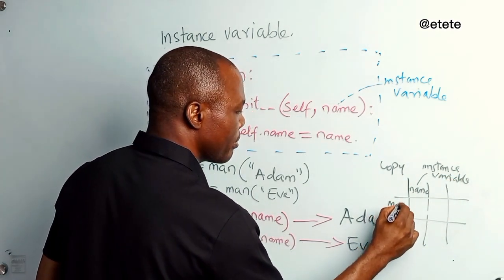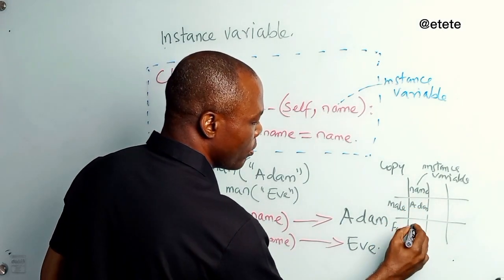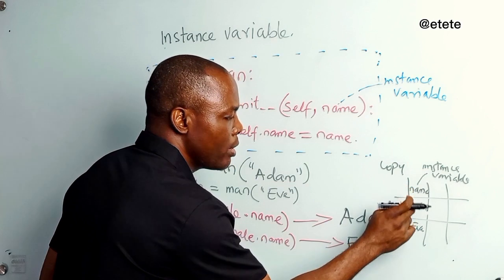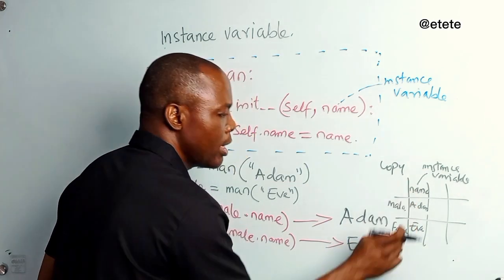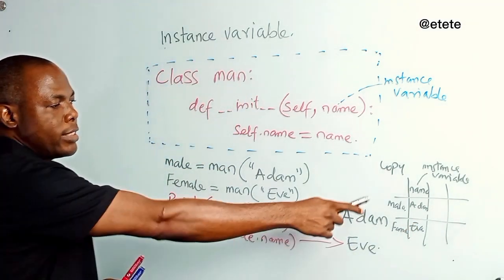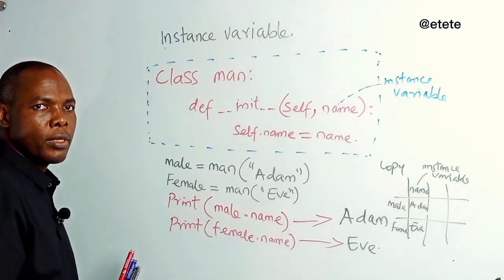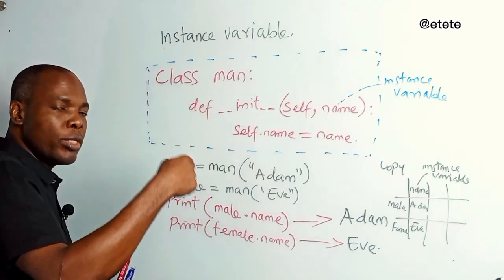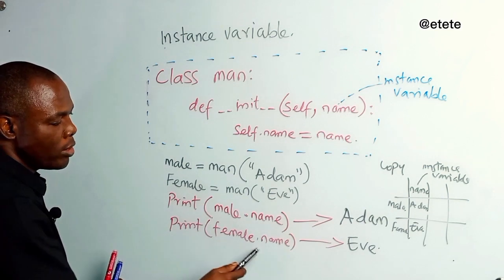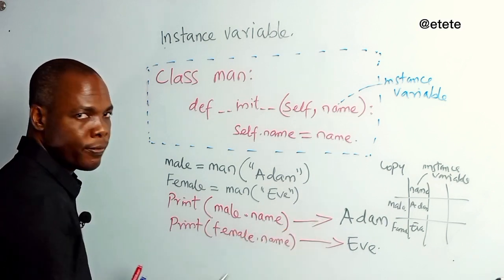So male will have Adam stored here, a copy. Female will have Eve stored here. So each of the objects are having a copy of this name. So a copy of name is this, a copy of name is this. So Adam is stored here, Eve is stored here in the memory. You understand me? So that is it. So each of the objects that you create are going to have a copy of the instance variable. The instance variable is created inside the class, but unique to each of the objects that will be created. So if I say print male.name, it's going to give me Adam. And I say print female.name, which is name. So a copy of this, a copy of this. This one will store Adam. This one will store Eve.